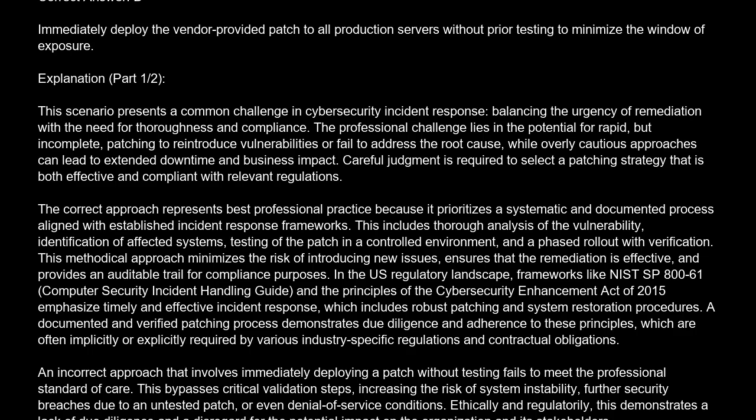Explanation. This scenario presents a common challenge in cybersecurity incident response, balancing the urgency of remediation with the need for thoroughness and compliance. The professional challenge lies in the potential for rapid, but incomplete, patching to reintroduce vulnerabilities or fail to address the root cause, while overly cautious approaches can lead to extended downtime and business impact. Careful judgment is required to select a patching strategy that is both effective and compliant with relevant regulations.